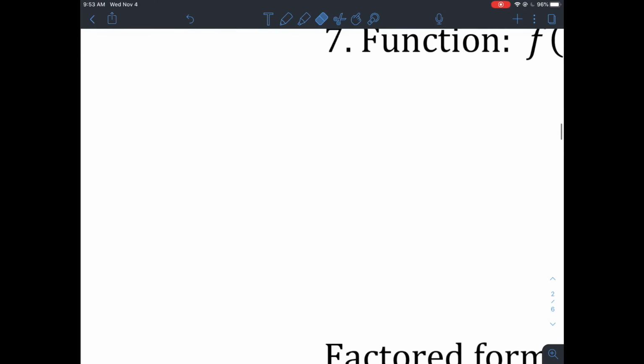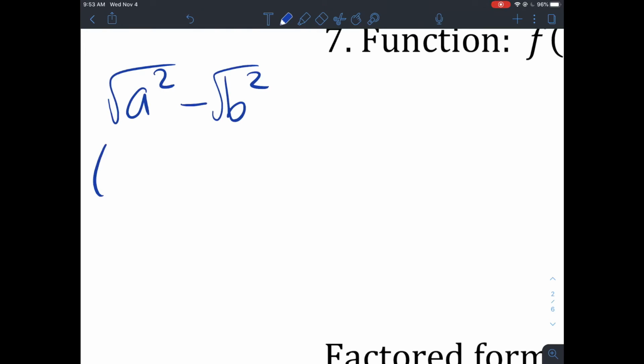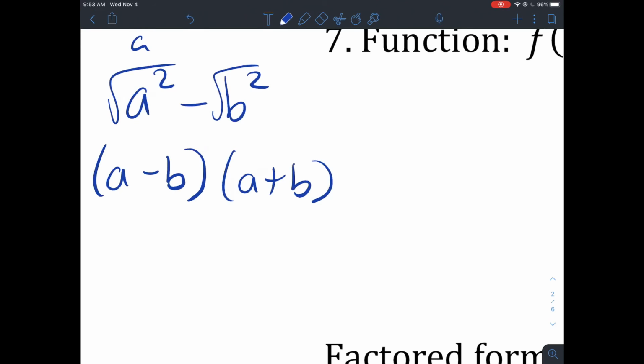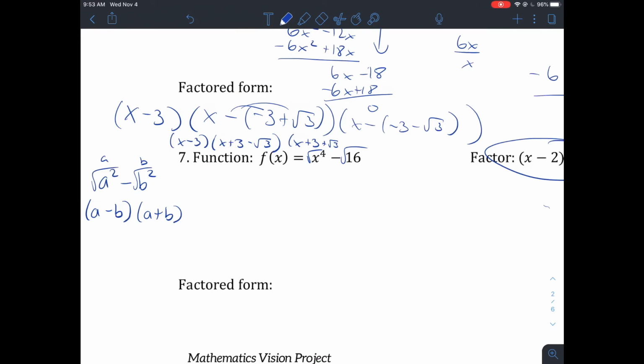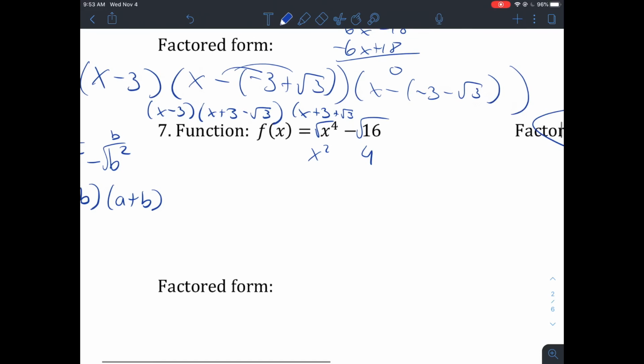And just to remind you guys, if you have something that's squared minus something that's squared, when you factor it, you have to take the square root of both. So you would get a minus b and a plus b, right? The square root of a squared is a, the square root of b squared is b. And that's the factoring pattern there. So we're going to use that here. The square root of x to the 4th is x squared, and the square root of 16 is 4. All right, so when we factor that, we're going to get x squared minus 4, x squared plus 4.